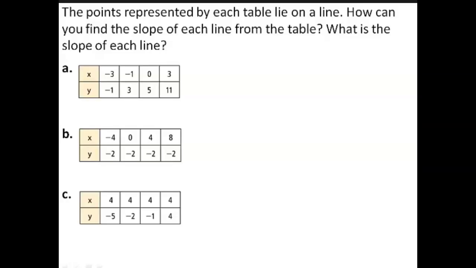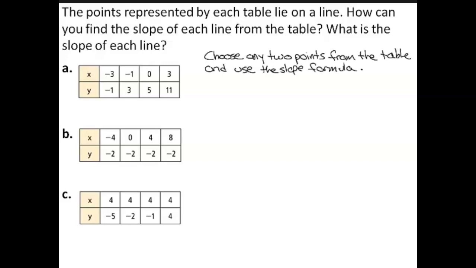The points represented by each table lie on a line. How can you find the slope of each line from the table? What is the slope of each line? Part A. To find the slope of a line from a table, choose any 2 points from the table and use the slope formula m equals the quantity y2 minus y1 divided by the quantity x2 minus x1.